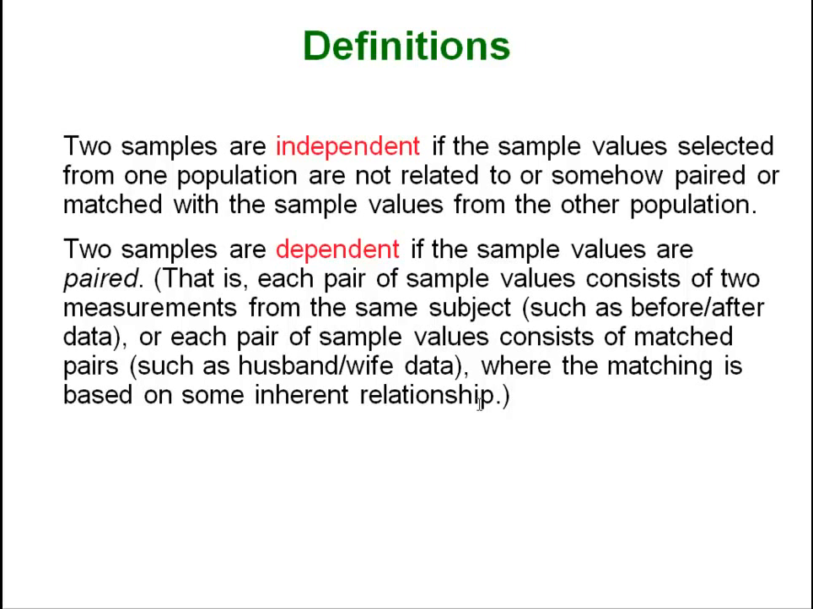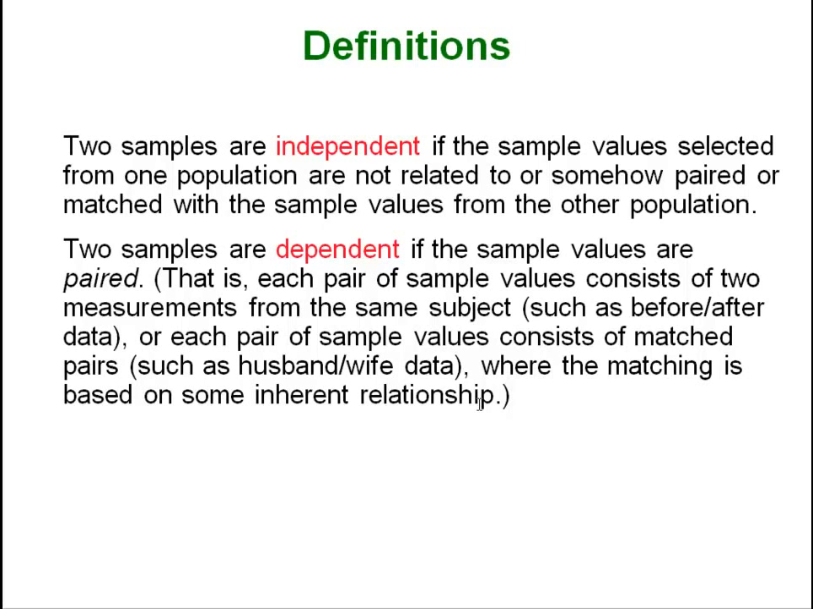So, for instance, two measurements from the same subject. If you did before and after weights, or before and after cholesterol levels, or a pre-test, post-test, anything like that where each individual, each subject was measured twice, then the set of all the pre-test scores and the set of all the post-test scores would be considered dependent samples.